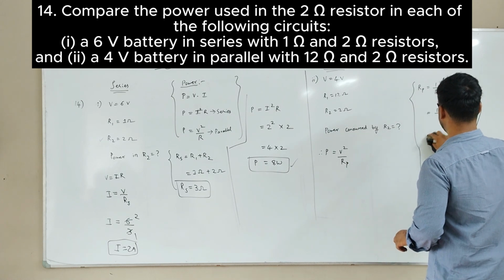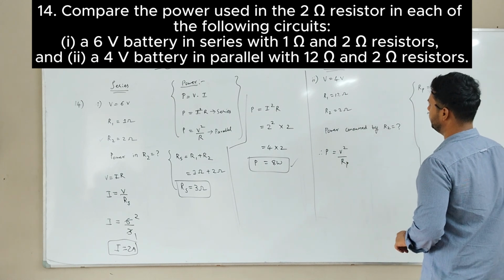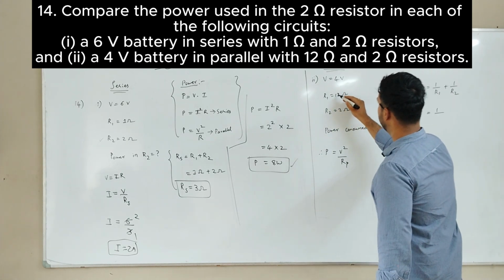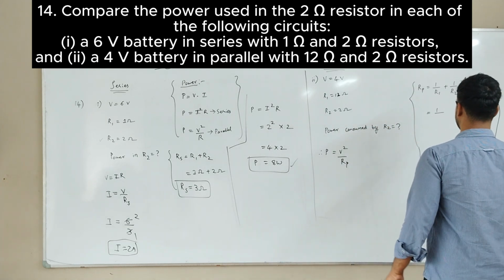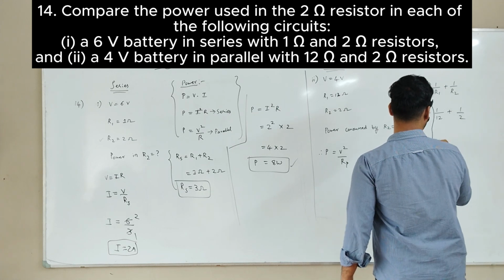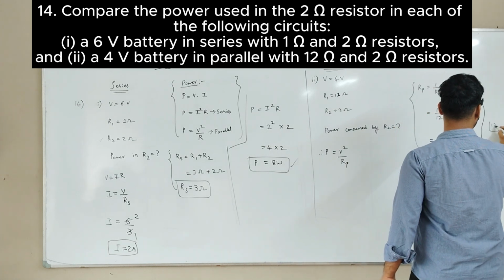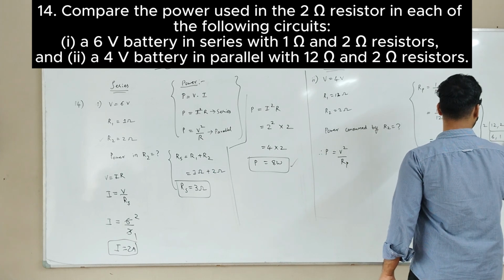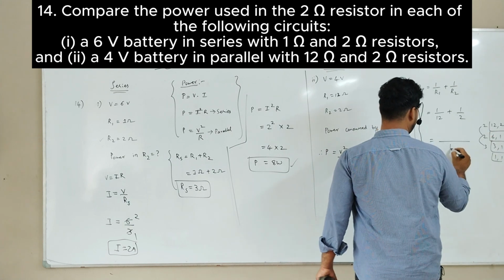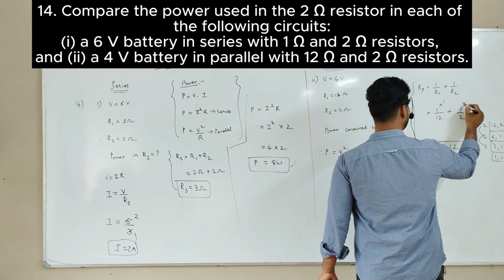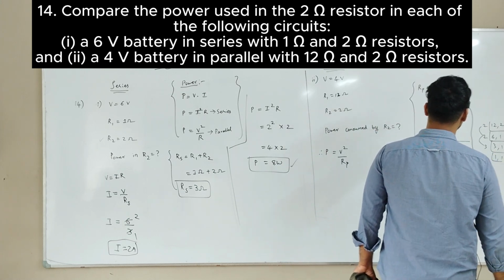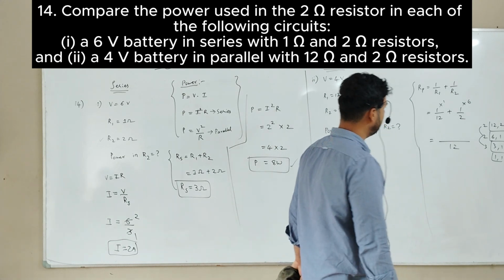Compare the power used in a 2 ohm resistor in each of the following circuits. First one, a 4 volt battery in parallel with 12 ohm and 2 ohm. Okay, so we should consider this 12 ohm and 2 ohm. Now we'll get 2 twos are 4, 4 by 12. 1 plus 6, 7 will get now.